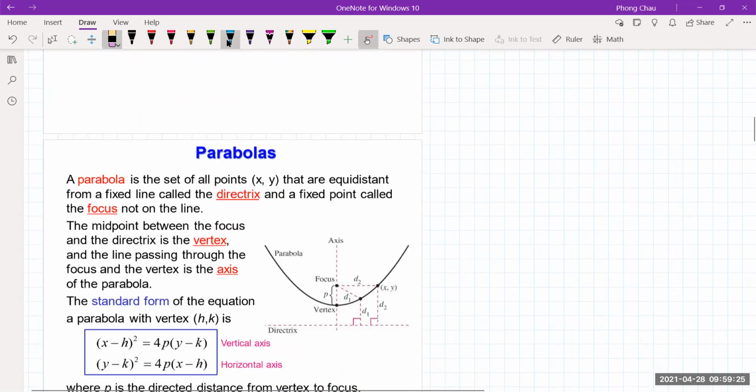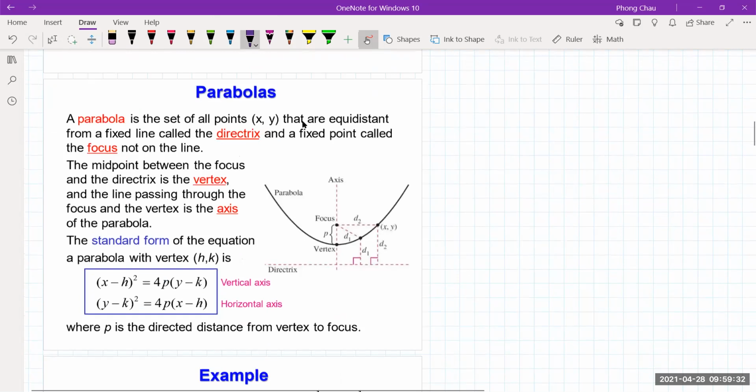All right, so if you look at this parabola definition: a parabola is a set of all points x, y that are equidistant from a fixed line called the directrix, this line here, and a fixed point called the focus, this point there. The midpoint between the focus and the directrix is the vertex. You see here, this point, the midpoint between these two, is in fact the vertex of the parabola. And the line passing through the focus and the vertex, this line here, is the axis of the parabola, or the axis of symmetry.